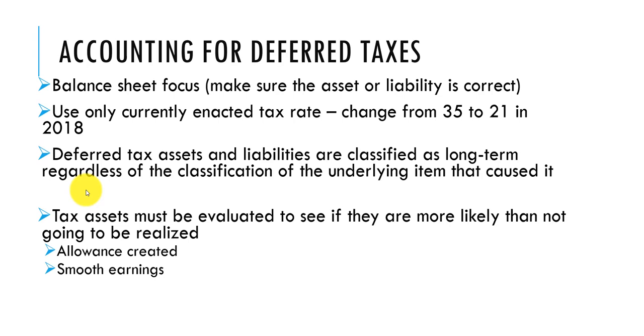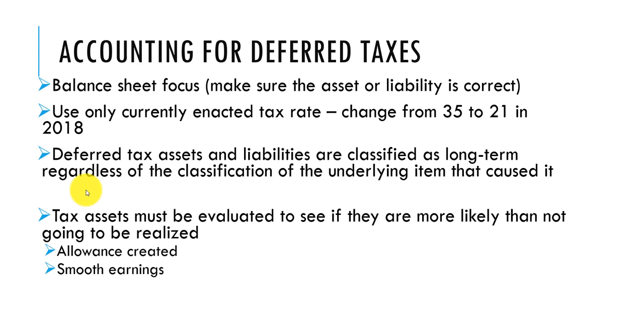So how do we account for this? The focus is on the balance sheet. You want to make sure your asset or liability is correct. So you're looking at the total difference to date between, say, the accumulated depreciation on your tax return and the accumulated depreciation on your balance sheet, comparing those two, figuring out the difference, and then multiplying it by the current tax rate. So you're looking at the rate that's been enacted. So for 2018, the enacted rate is 21%, not the 35%.